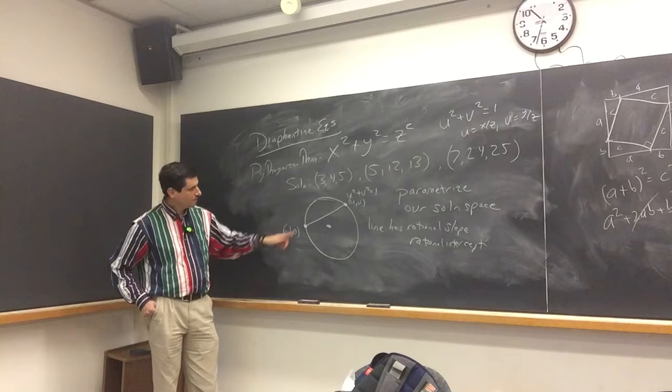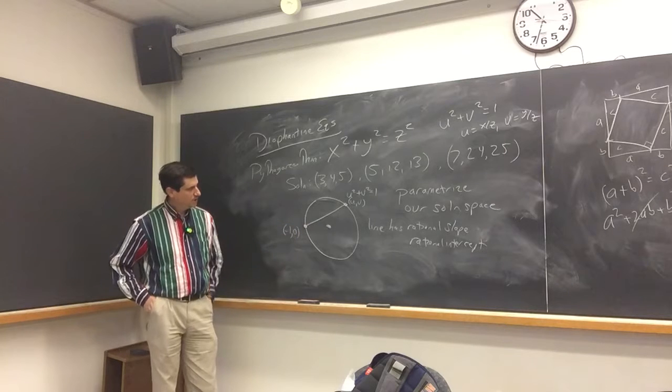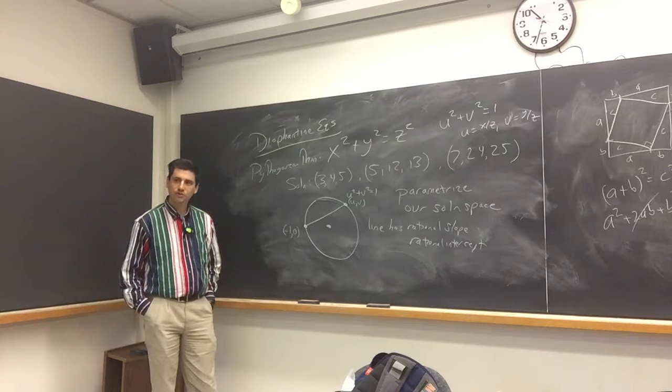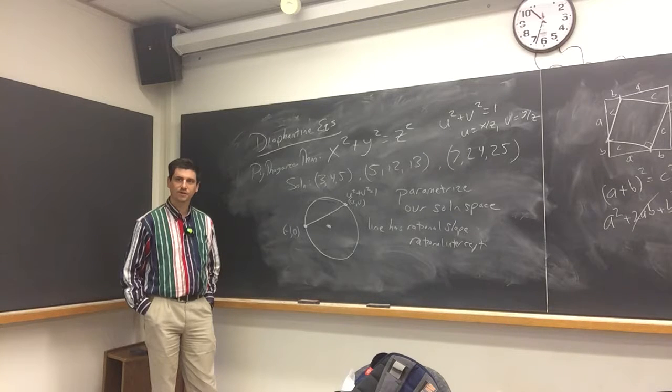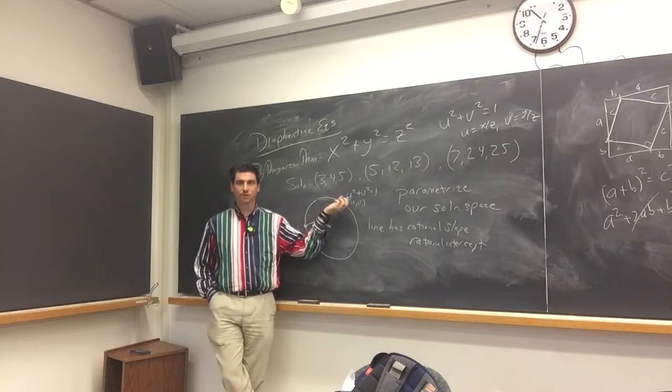So now, what if I give you a line with rational slope and rational intercept? What could you say? Then it should intersect the circle at a rational point. So hopefully it would intersect the circle at a rational point.